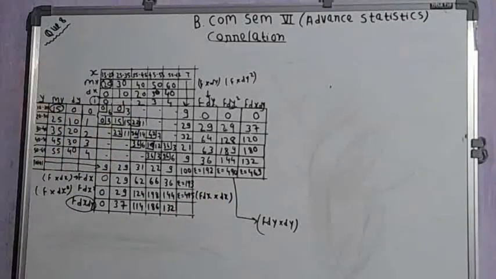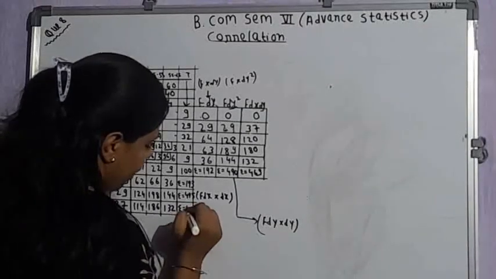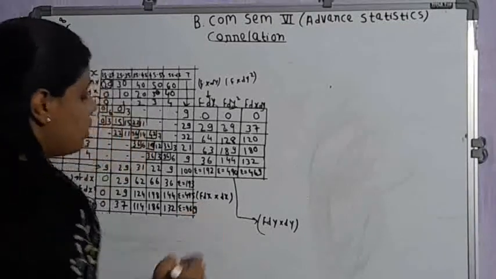Okay. Then we have to calculate summation f dx dy. So it would be 37 plus 114 plus 186 plus 132. So it will come to 469. Summation f dx dy is equal to 469.